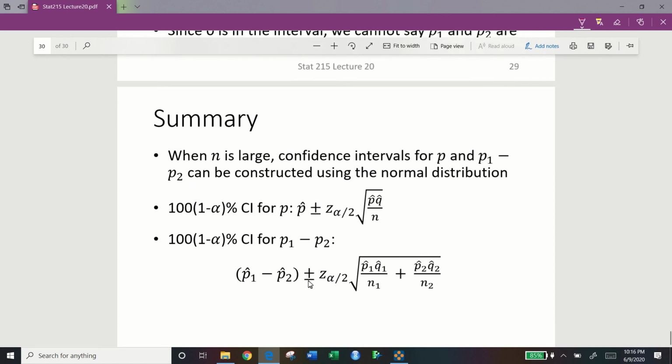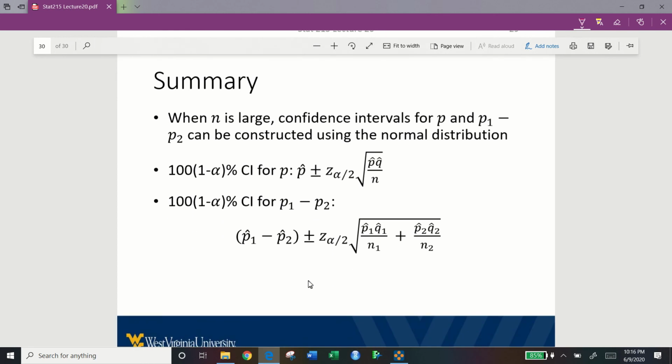Okay, so at this point, this brings us to the end of the lecture. Once again, I just want to do a quick review of things we've learned. We've learned that when n is large, our confidence intervals for P and P1 minus P2 can be constructed using the normal distribution. We learned our two confidence interval formulas. For P by itself as a single sample, it's P hat plus or minus z alpha over 2 multiplied by the square root of P hat Q hat over N.